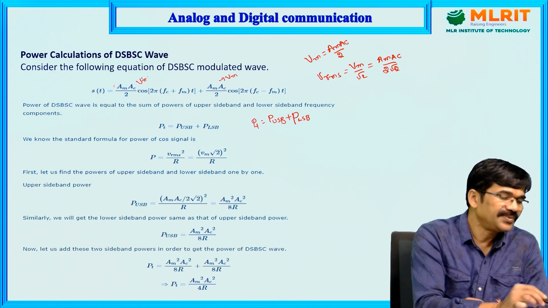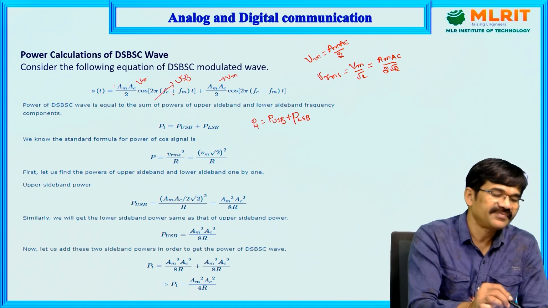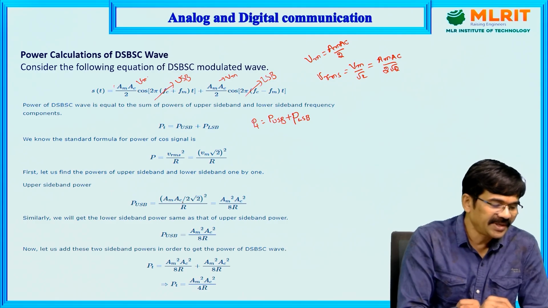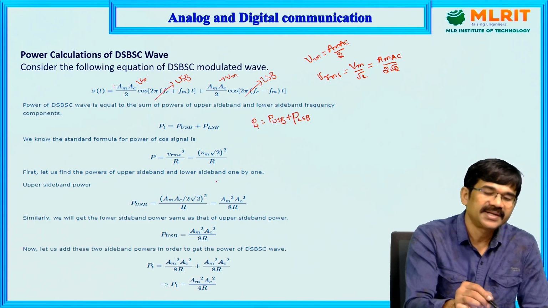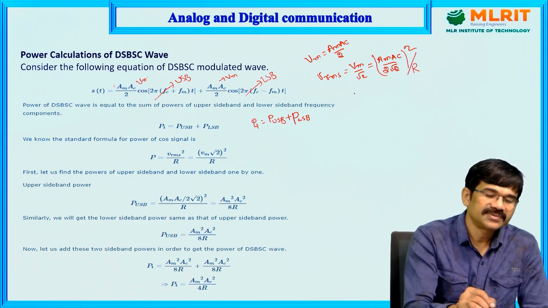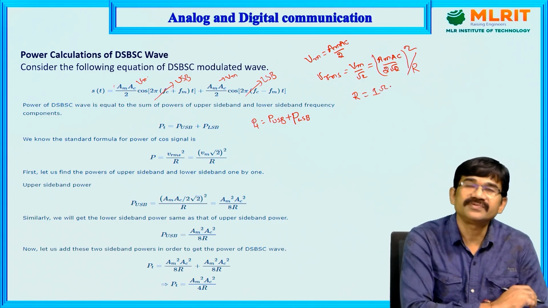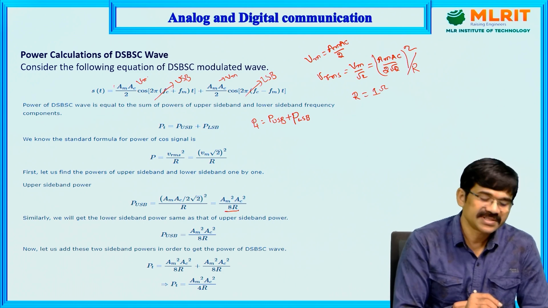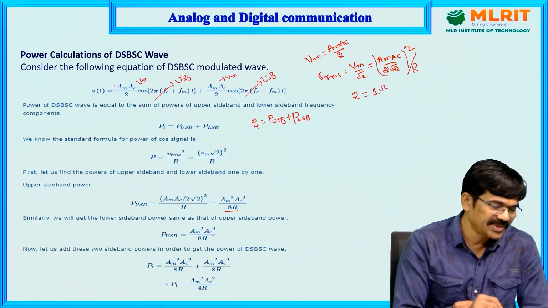So here P USB, this is the USB, the upper side band Fc plus Fm. And this is the lower side band, LSB. So P USB is nothing but (Am Ac by 2 root 2) whole square by R. Here let us assume R is equal to 1 ohm. So what is the final expression we are getting? Am square Ac square by 8R. This is the PUSB power.